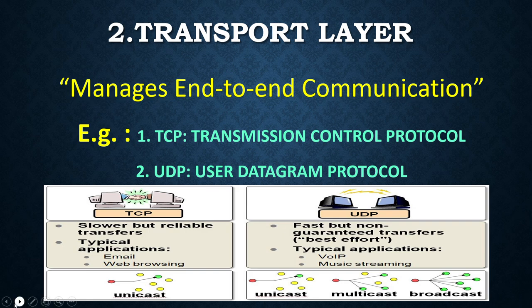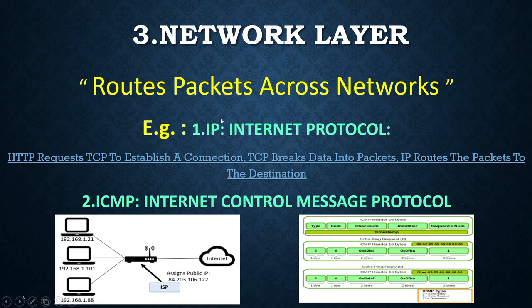Next, we are discussing the network layer. The network layer routes packets across networks. This is also known as packet switching networks, such as the internet. Routing selects the path for internet protocol packets to travel from their origin to their destination. Example: IP, internet protocol. We have already discussed this IP.